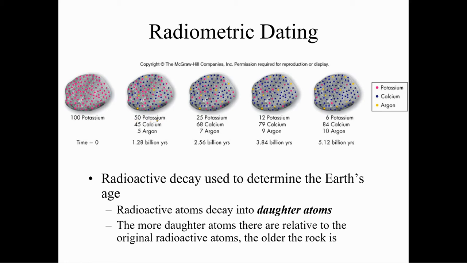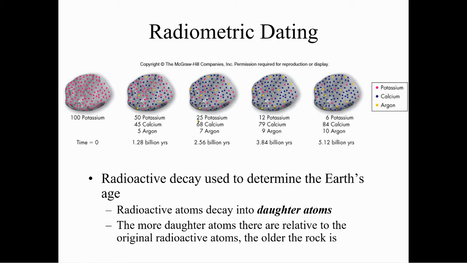And because potassium is radioactive, this isotope is radioactive. After 1.28 billion years, I end up with 45 calcium. Some of these calcium also turn into argon. So I have 50 atoms of potassium, 45 of calcium, 5 argon. Another half-life goes by, 2.56 billion years now.